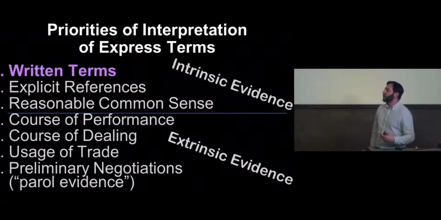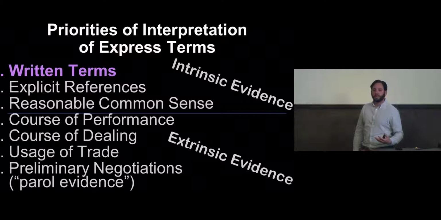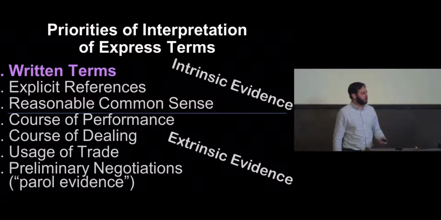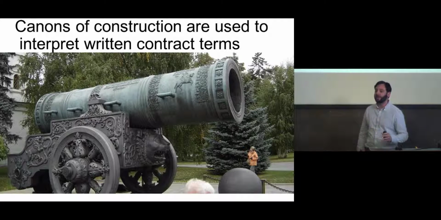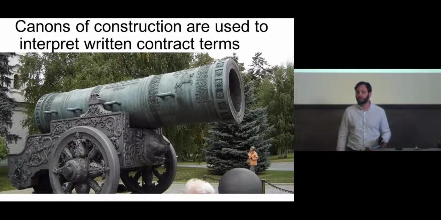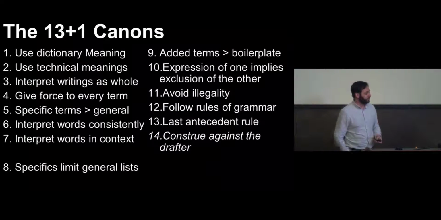We're going to focus now on that first element of reading the contract. What do the written terms mean? The canons of construction are used to interpret written terms, and so they are used as a matter of law to determine what a contract means based on intrinsic evidence within the four corners.